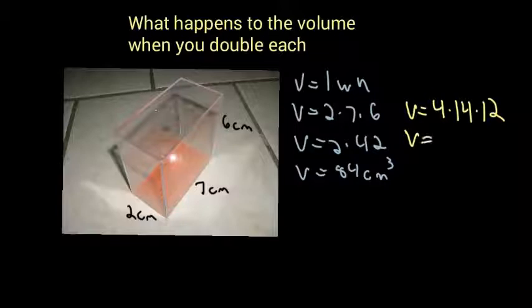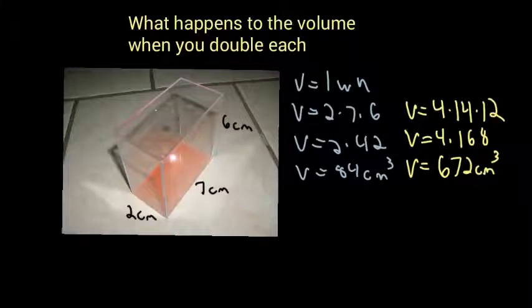So volume is going to equal 4 times 14 times 12. When you work that out, you're going to get 168. And then we're going to take that 168 and multiply it by 4. So my volume is going to equal 4 times 168 is going to give me 672. So that would be 672 centimeters cubed. Well, how does that compare? Well, in order to see how many times greater it is, I need to take that 672 and divide it by 84.